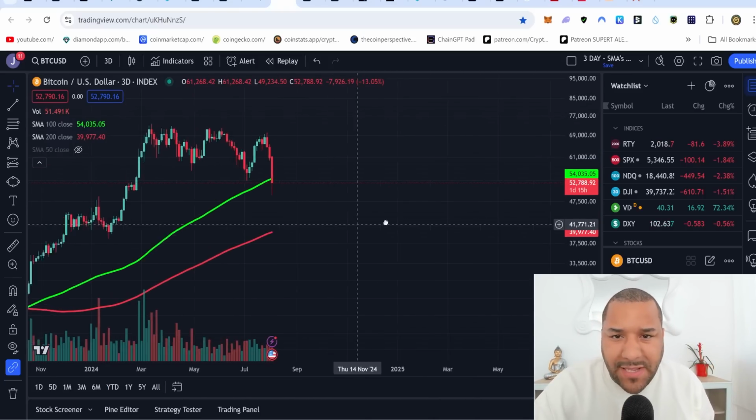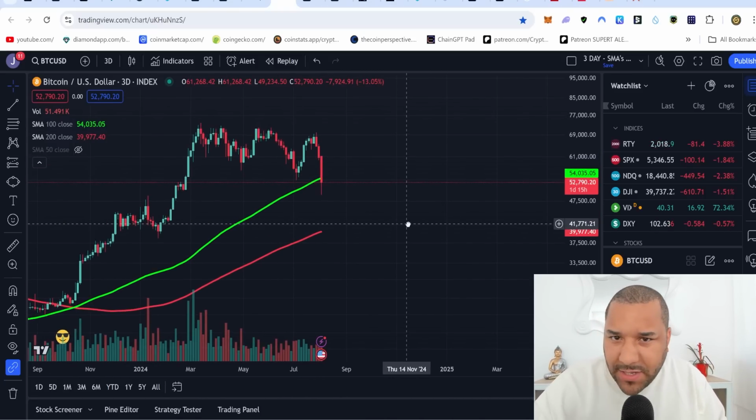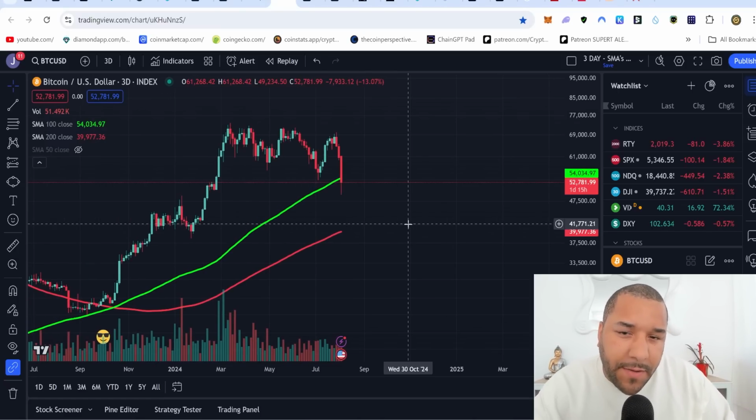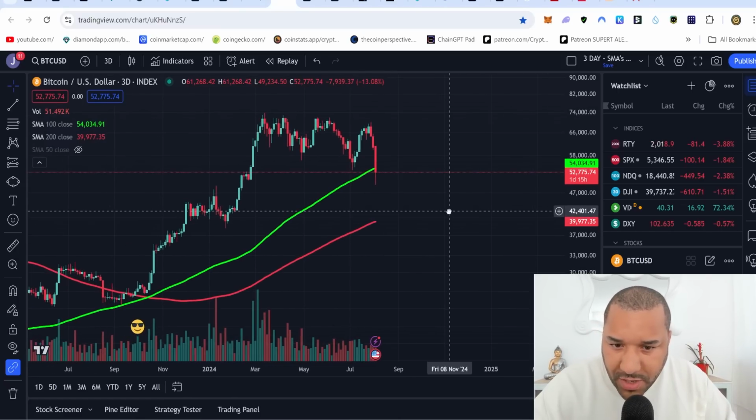Some are going to say this is a massive buy opportunity. It's the best time to buy. Others are going to say you better panic and sell. I'm not telling you to do anything. I'm not telling you to buy or sell. I'm telling you I'm going to watch this chart like a hawk and see what happens.